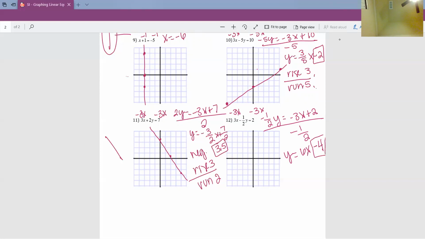So our y-intercept is -4. 1, 2, 3, 4. And our rise is 6 and our run is 1. So 1, 2, 3, 4, 5, 6, 1. You know, you can only get 2 points on this one, but 2 points are better than nothing. And then there's that one.